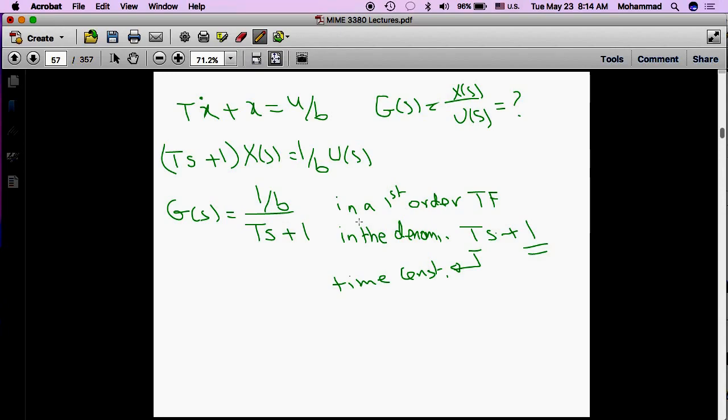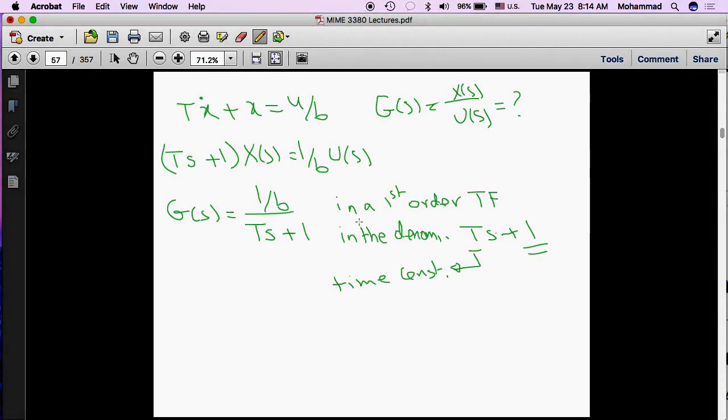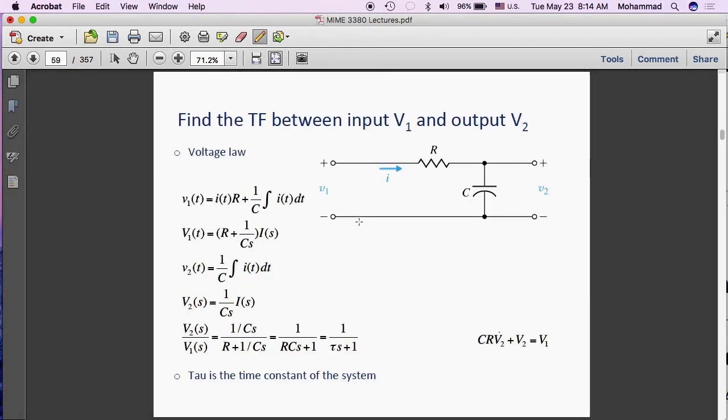Anything else? Any questions about the approach so far? That was the review of what we did last time. Okay, so let's keep going.